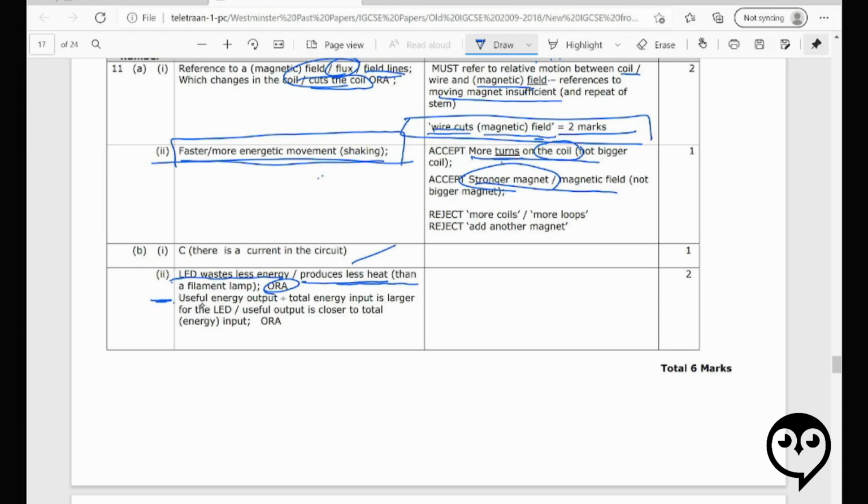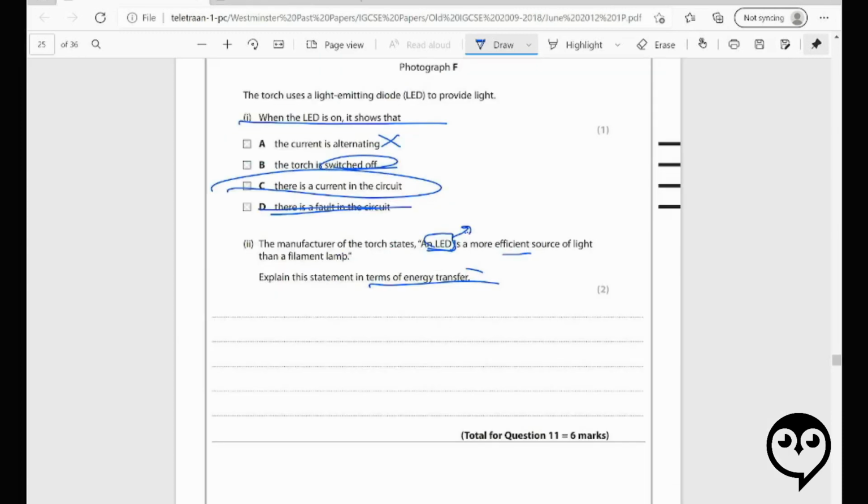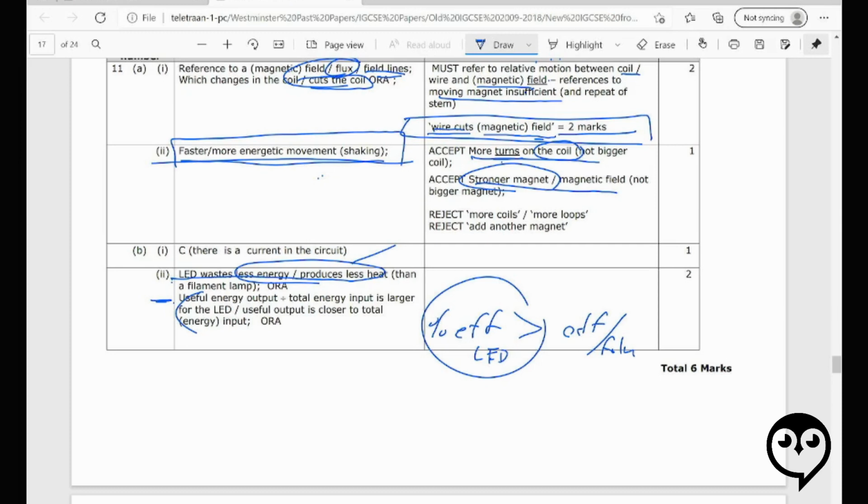Anyway, this second point is for you to talk about useful energy output divided by total energy input. The efficiency, that's the equation for efficiency. The efficiency is larger for LEDs compared to the efficiency for a filament lamp. Yeah, I mean, that's what you're saying. You're saying, hey, because the LED wastes less heat energy, it's more efficient. Now, in terms of energy transfer, it's a bit misleading. So you see in this question, they want you to talk about efficiency. Look for these little nuances, and this is why we do past papers, so we can see kind of what they're actually looking for when you read a question.